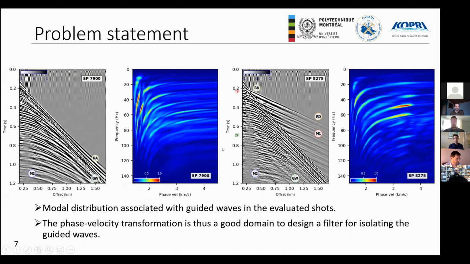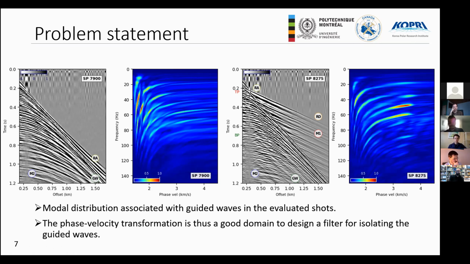Because in both cases we know that we have guided waves, we transform our shot gathers into the dispersion plot. In both cases, we notice the modal distribution associated with guided waves. This kind of behavior is observed from the beginning of the line to the end of the line. So we can say that the phase velocity transformation is a good domain to design a filter for isolating guided waves.